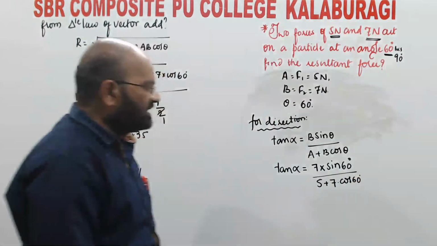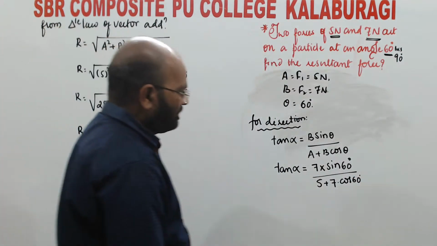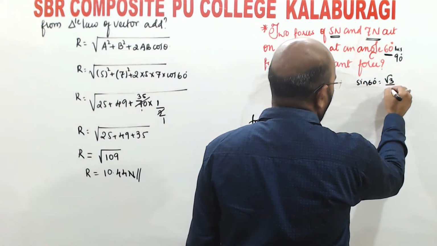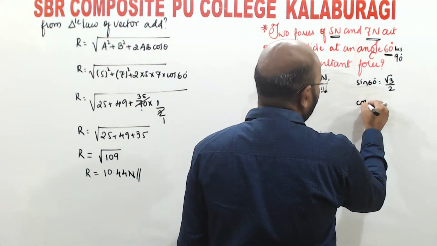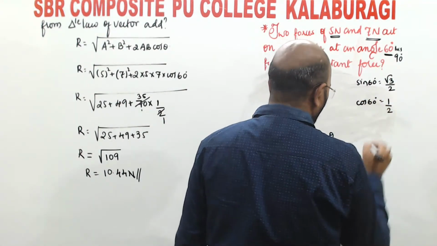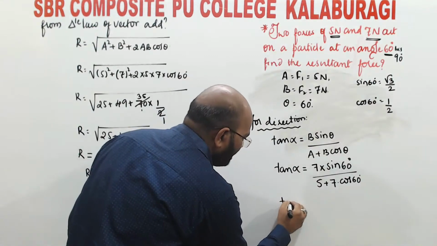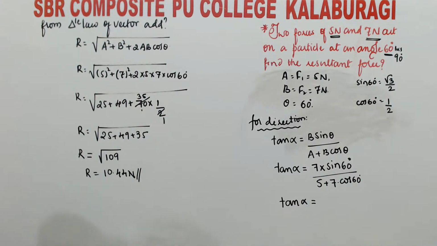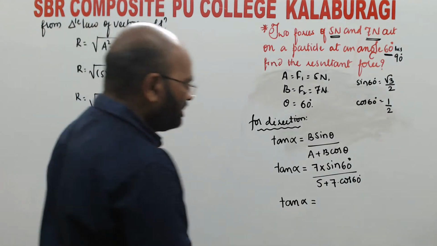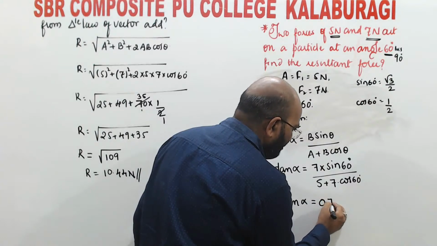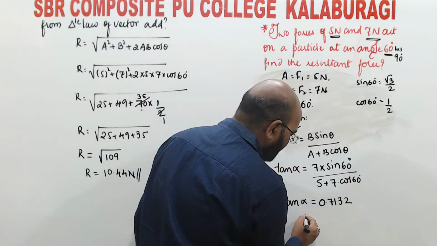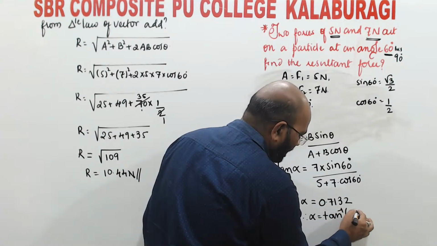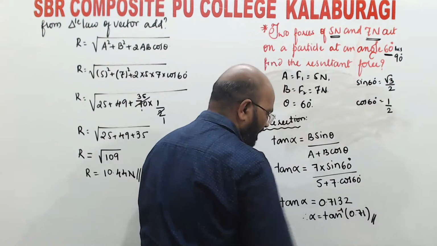We know the trigonometric ratio values. Sine 60 degrees is equal to root 3 divided by 2. Then cos of 60 degrees is equal to 1 by 2. Once you simplify all this, you will get tan alpha is equal to 0.7132. Hence, alpha is equal to tan inverse of 0.7132, which is the corresponding answer.